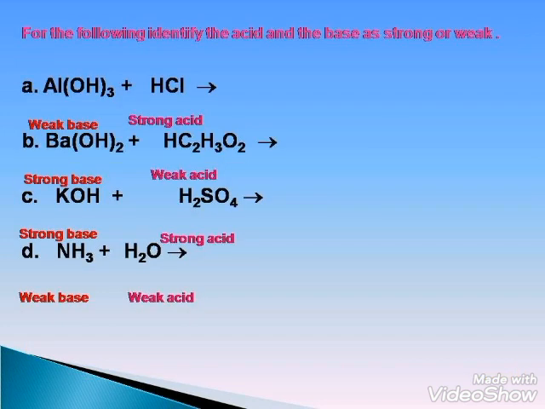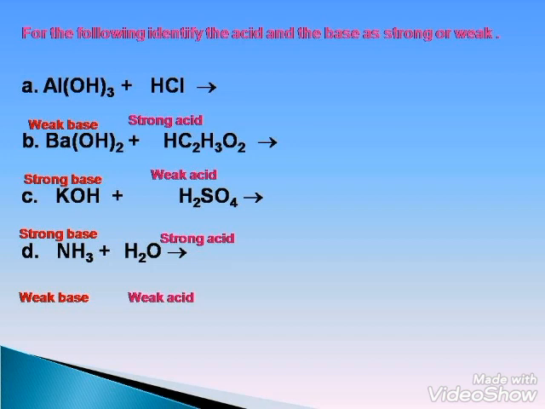Here a few examples are given. For example, aluminium hydroxide and HCl will give aluminium chloride as the salt, and here the solution will be acidic in nature because HCl is strong. For the second one, the solution will be strongly basic because barium hydroxide is a strong base.